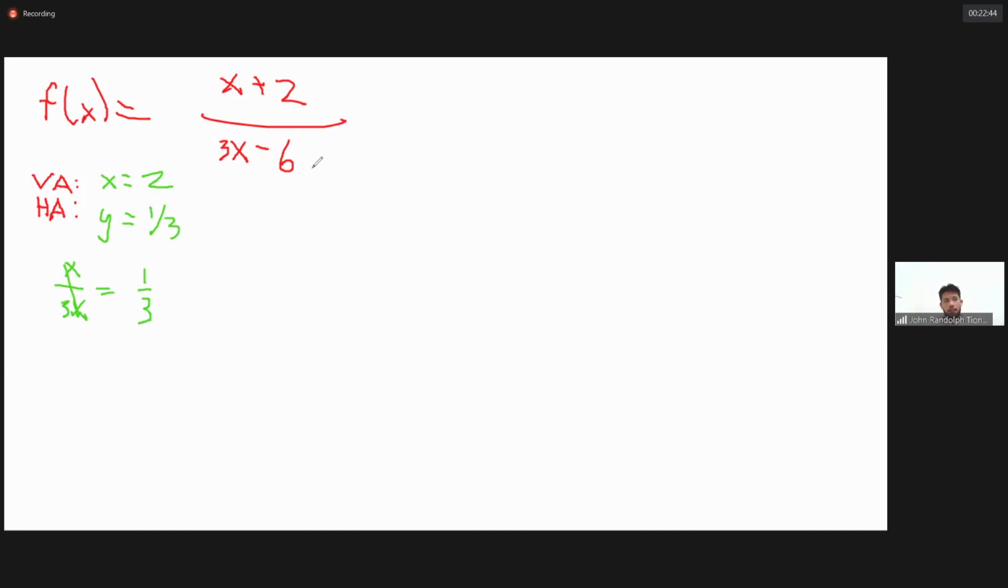Okay, from there, anong next mong gagawin? Yeah, you can have your table of values. Find 2 points to the left of your vertical asymptote and 2 points to the right of your vertical asymptote, and then make a table of values. Okay, let's have it here. X, Y. Then you can confirm later doon sa Desmos.